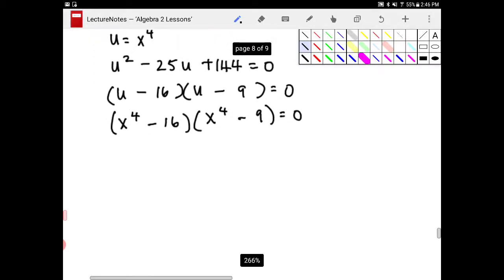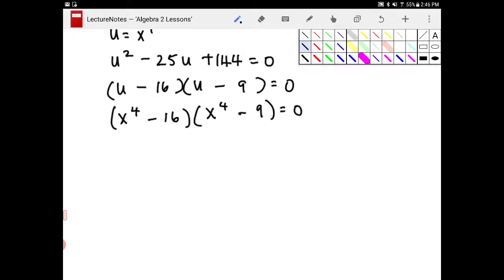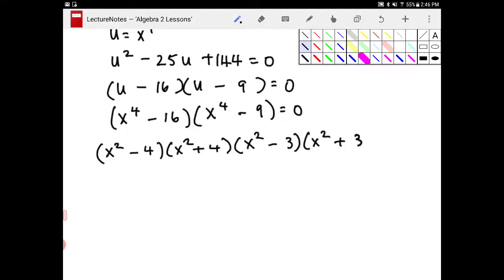So what is that then? If I have x to the 4th minus 16, this is actually a difference of squares. This will turn into x squared minus 4, x squared plus 4. And then I have x squared minus 3 and x squared plus 3, equal to 0. I get to this stage, I need to solve for all roots. Looking at this further, x squared minus 4 further factors into x plus 2, x minus 2.